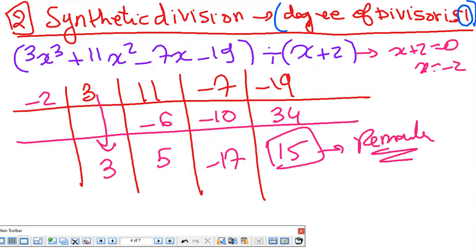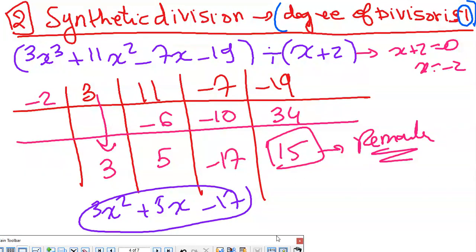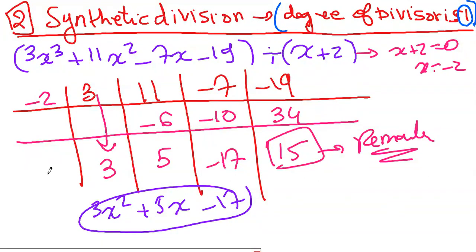It means, what is the answer of this division here? This is the coefficient of x squared. So the answer of the division is what? So it is 3x squared plus 5x minus 17. And what is the remainder? 15. So how are we going to write the answer of the division?